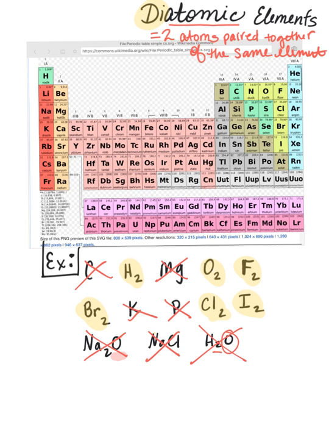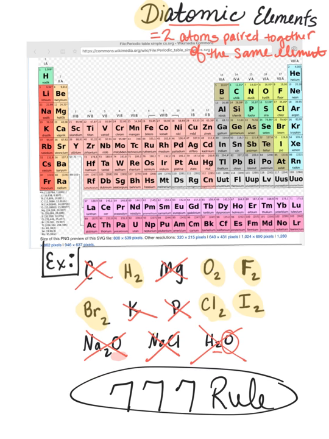Now you're going to ask yourself, how am I going to know if they're diatomic or not? Good question. We're going to learn the 7-7-7 rule. It sounds pretty easy, except you start at element 7. You draw a 7. And there are 7 of them. So that is the 7-7-7 rule.